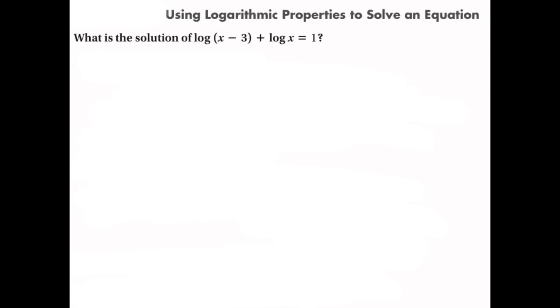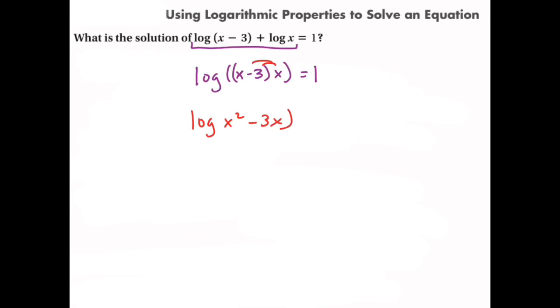Here we're using logarithmic properties to solve an equation. It says, what is the solution to the log of x minus 3 plus the log of x equals 1? All right, so we got this addition here of logs, but we're going to use the product property of logarithms to rewrite this. So this would be the log of x minus 3 times x equals 1. What we can do is distribute this x to both of these. So that's the log of x squared minus 3x equals 1.